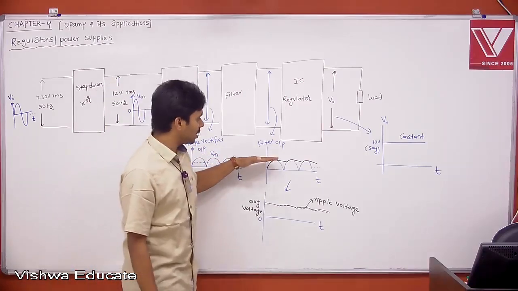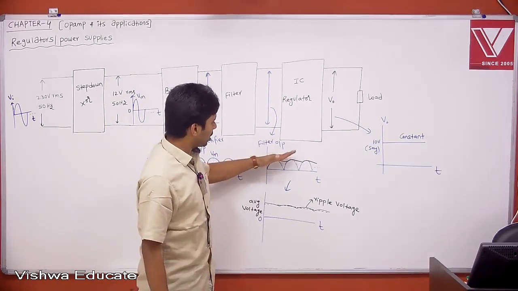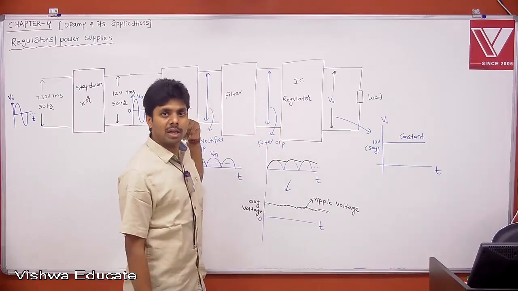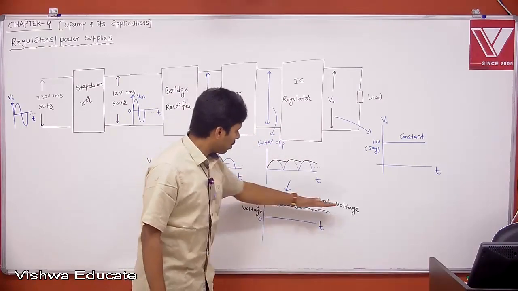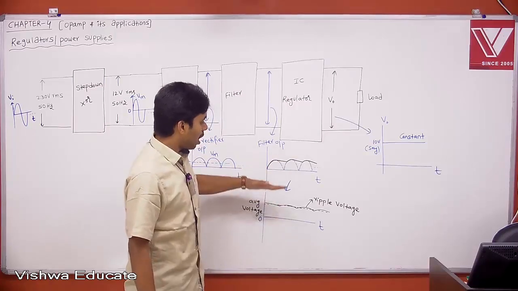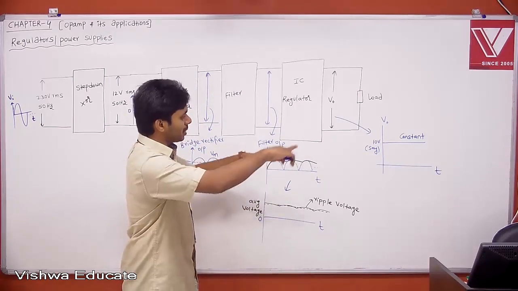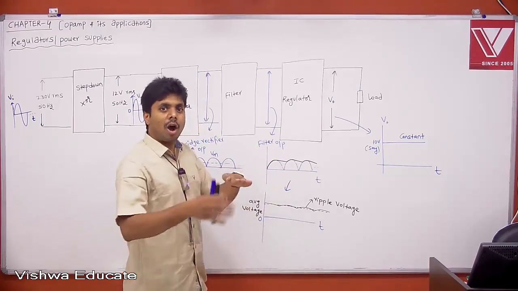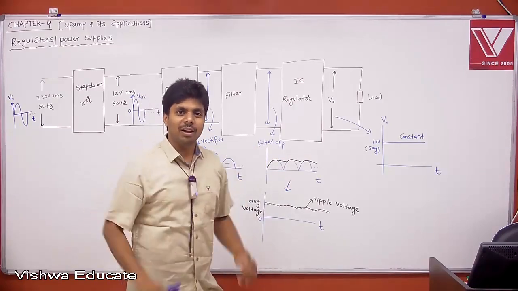If this is changing, the DC or filter output also changes, because it is trying to track the envelope. If the envelope is increasing or decreasing with respect to time, then the DC voltage also changes. Therefore, the average voltage is also changing, and on top of that average voltage, again we have ripples.